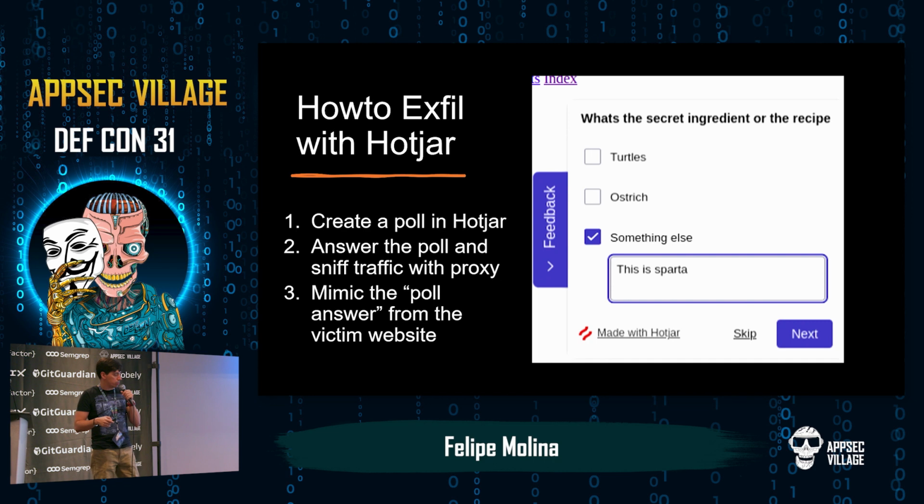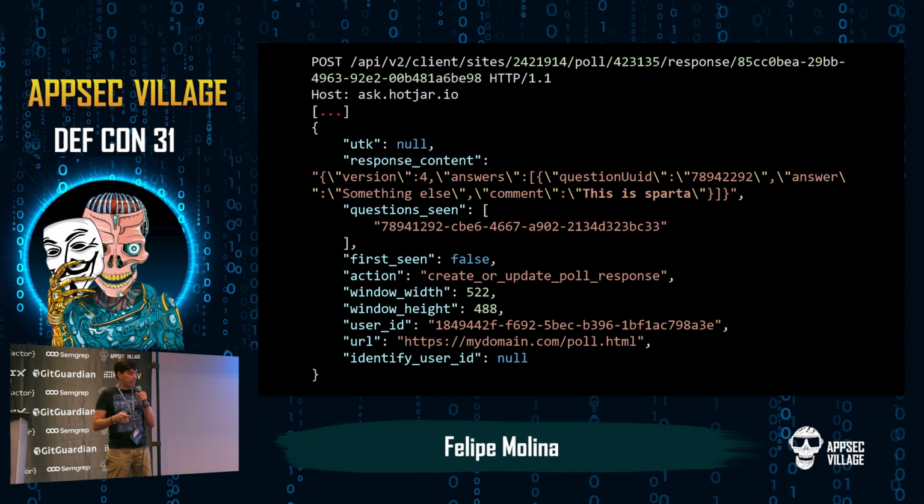Okay, so now what we do, as an attacker, you open yourself an account in Hotjar, you create a poll, no? You insert that poll in your own website, you sniff the traffic of answering that poll in your own website, and then you mimic this answer, but in this case from the victim website or from the victim browser. So if we take a look in Burp, for example, or your proxy of choice, this is what you would see when you answer the poll in Hotjar.